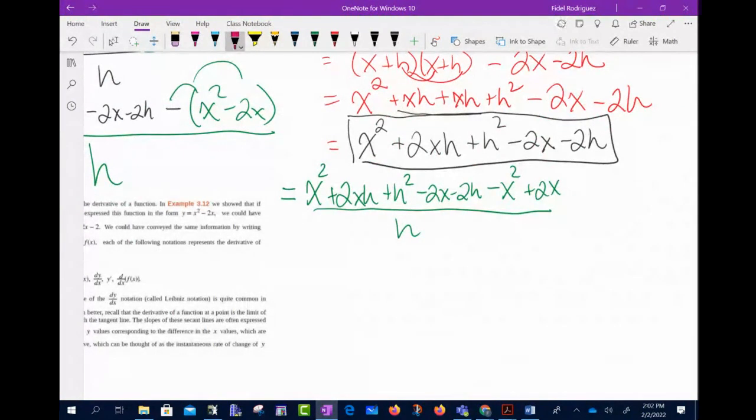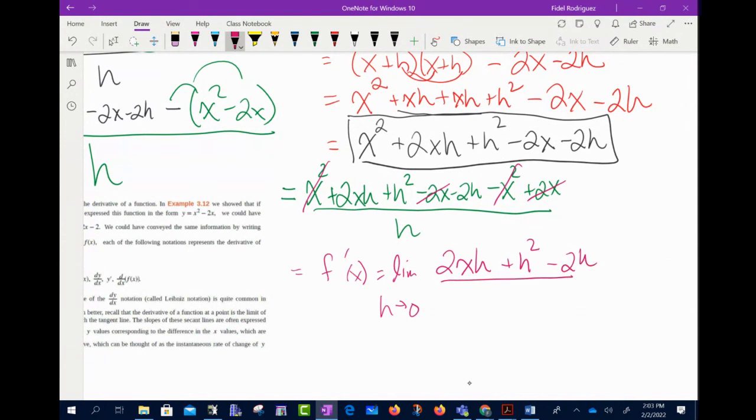Alrighty. Now let's go ahead and go through and see what parts can we cancel here. X squareds, let's get rid of those. Anything else? Can we get rid of the 2x's? Yeah, the 2x's as well, right? That 2x and that 2x are going to go out. Okay, so now we have f prime of x is equal to the limit as h approaches 0 of 2xh plus h squared minus 2h all divided by h, right?